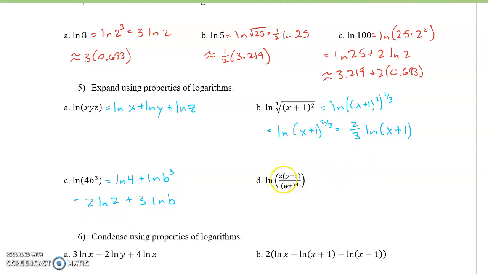When we have fractions, remember there's subtraction, a little rhyme for you there. Anything that's on the top is positive. So natural log of z is positive, natural log of y plus 3 is also positive. But the natural log of w x to the 4th is negative because it's in the denominator. So now we can expand out this denominator a little bit more.